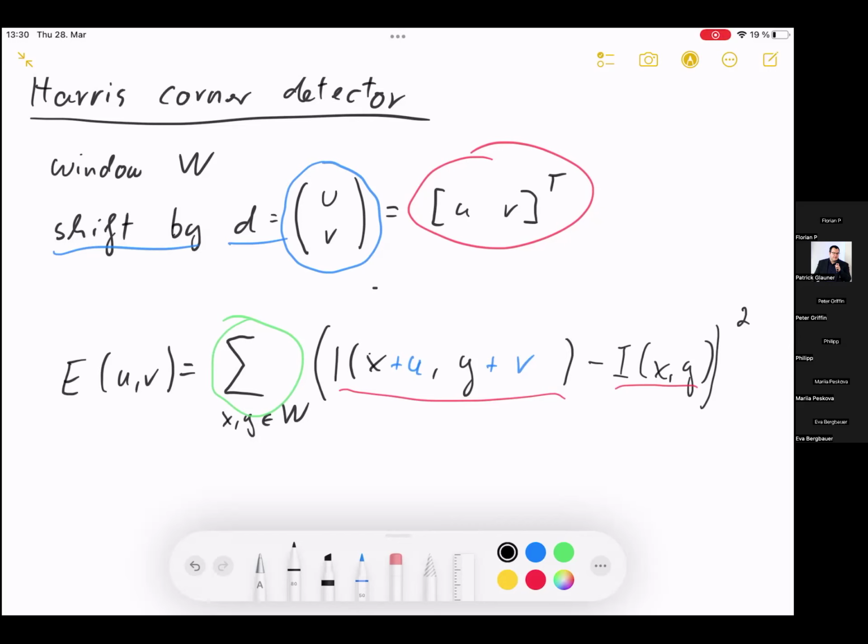Are you all okay with this definition of this function so far? Because it's very essential you understand it, so maybe thumbs up, thumbs down, so that I know if you're okay with this definition.